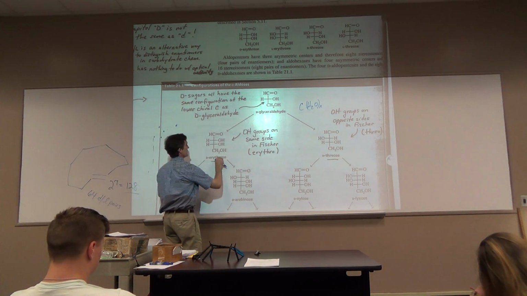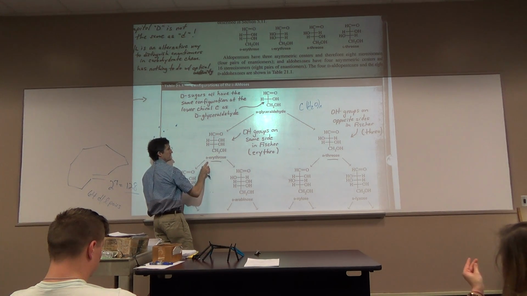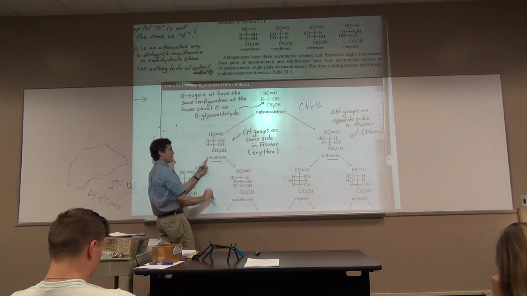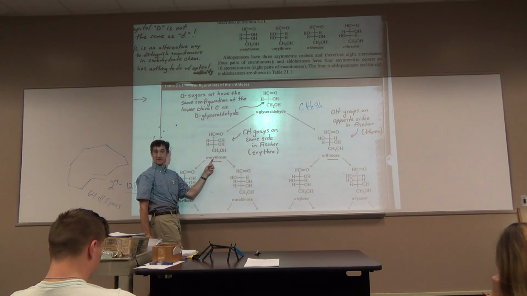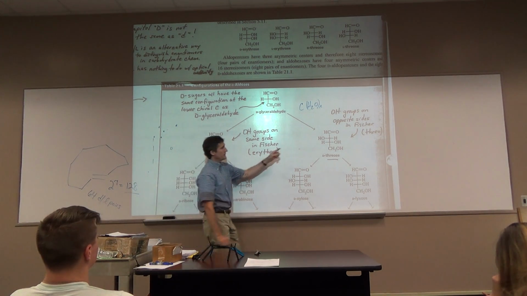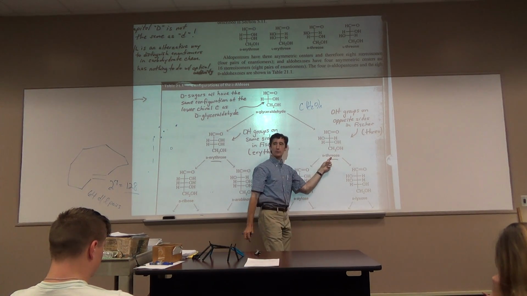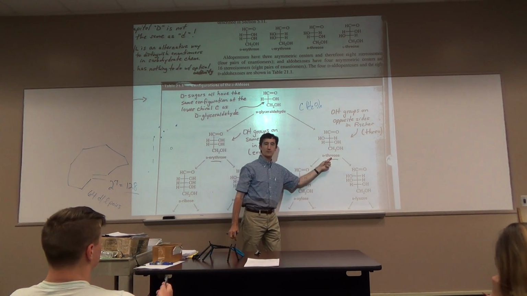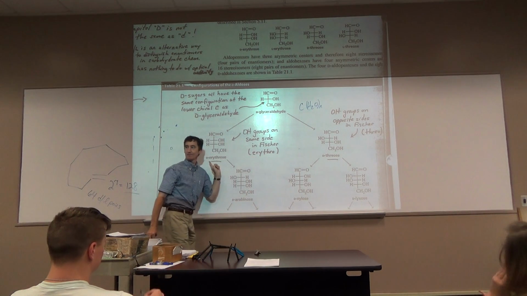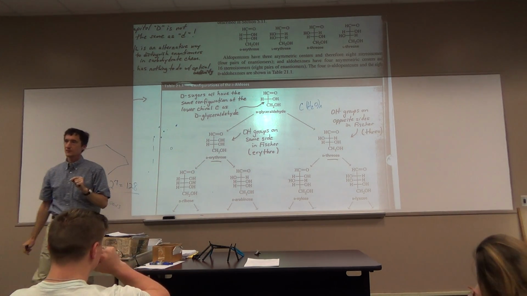Look at these guys though. This is a C4 carbohydrate. When the OHs are on the same side, it's called erythrose. The OHs on opposite sides, it's called threose. Where have you heard that before? That's where the erythro-threo terminology comes from.